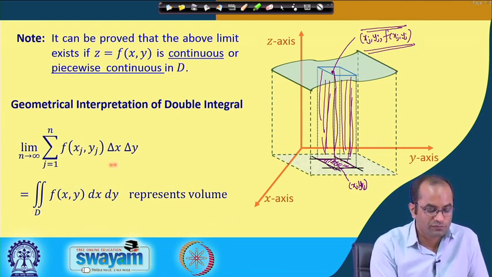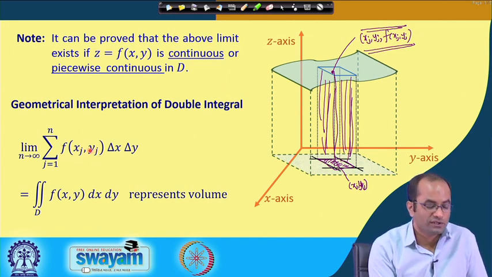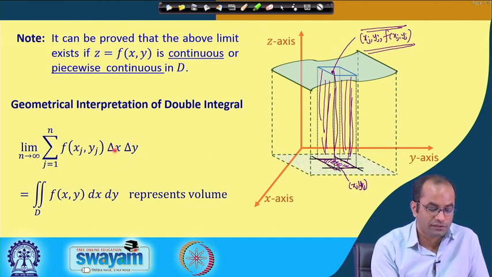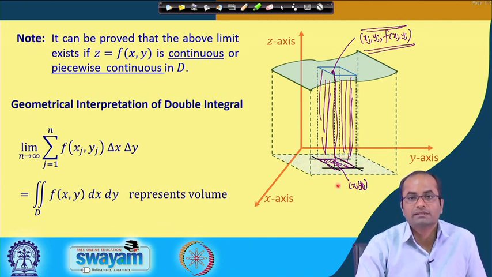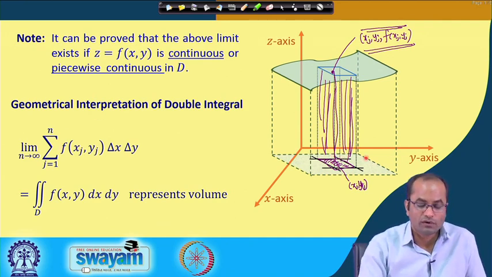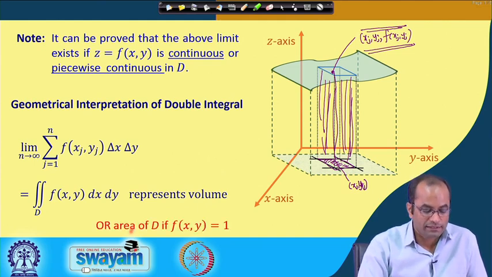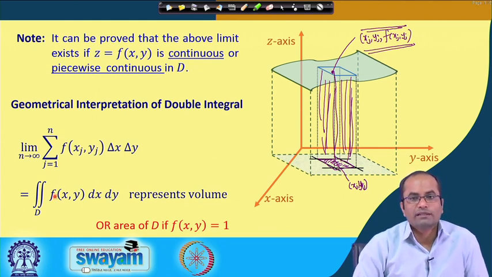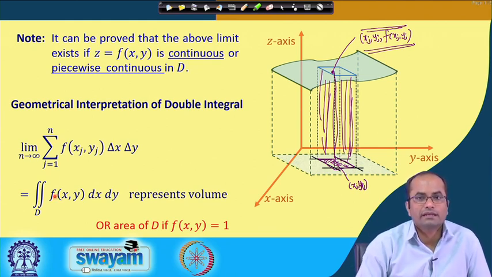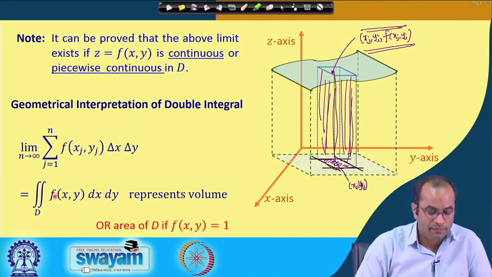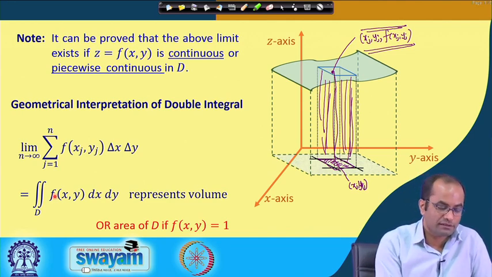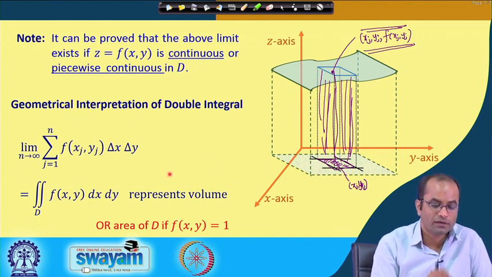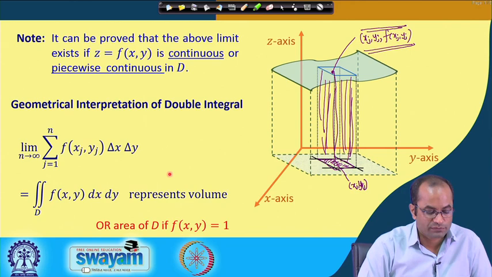In case, for example, we set f(x, y) equal to 1, what will we get? If we set f(x_j, y_j) equal to 1, the same value will also give the area, because we are basically adding delta x delta y. We are adding all these areas, and we will get the total area of the domain D. So, with this double integral we can get the area of the domain in the xy plane, or basically it represents the volume under that surface over the xy plane.